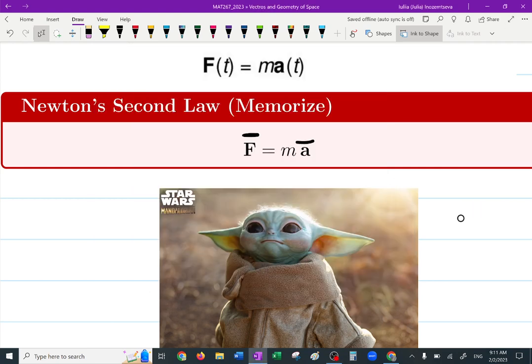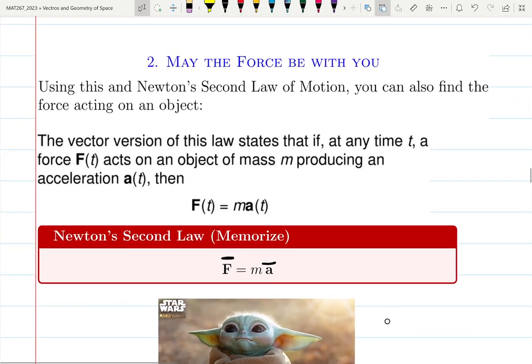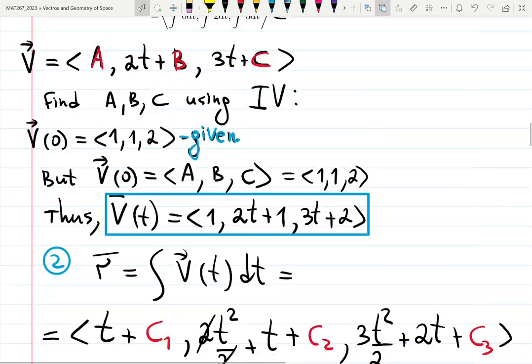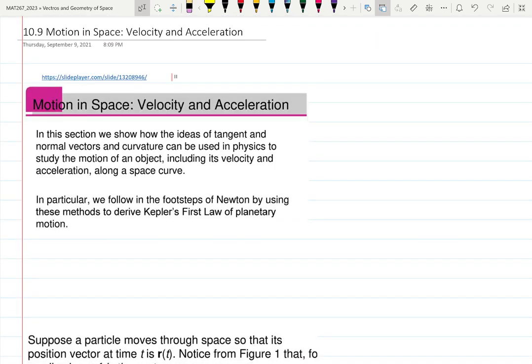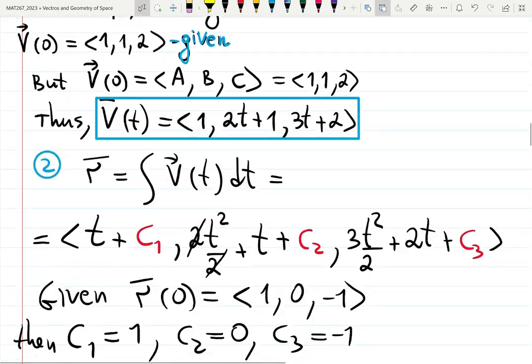Write down the formula: F equals MA. Is it 10.9? It's still 10.9, part 2. 10.9 part 1 was just taking derivatives and integrals. It's called velocity and acceleration. And now we will have some motion in space.